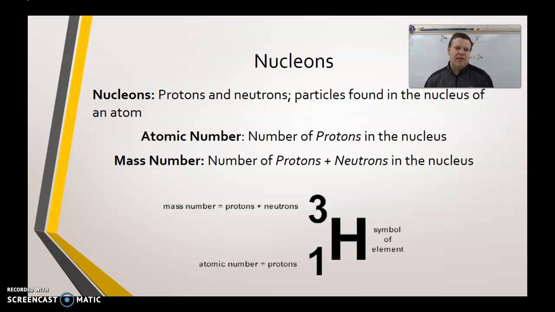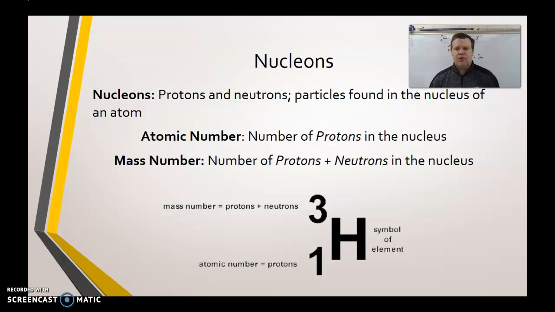Other important terms would be the atomic number and the mass number. The atomic number is just simply the number of protons that you have in a nucleus. And if you look on your periodic table, you'll see that the atoms grow by increasing atomic number. Like hydrogen has atomic number 1, helium has atomic number 2, and so forth.